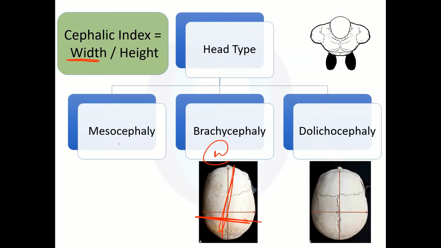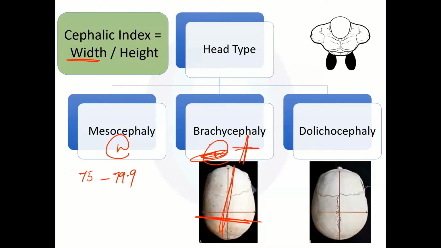No, I think I've said it wrong. Mesocephaly is normal. Brachycephaly is long and narrow, and this is short and broad, dolichocephaly. Meso is the normal. What is the normal value of cephalic index? The normal value of cephalic index is 75 to 79.9.